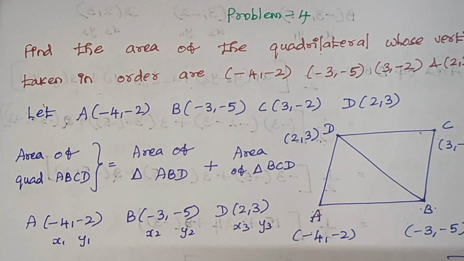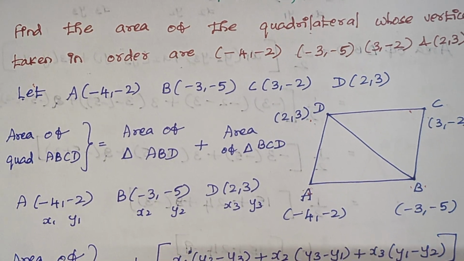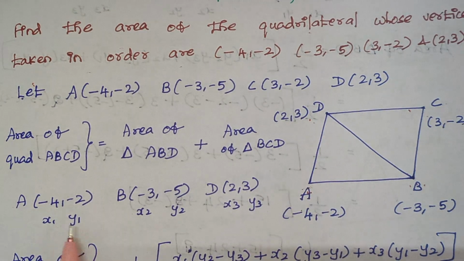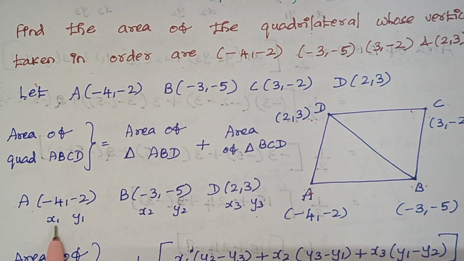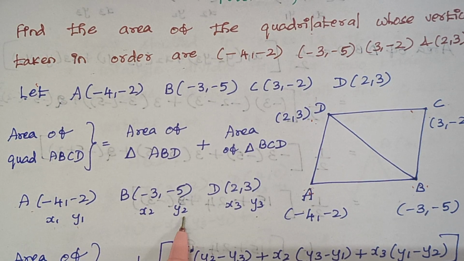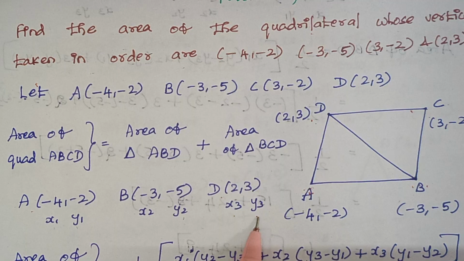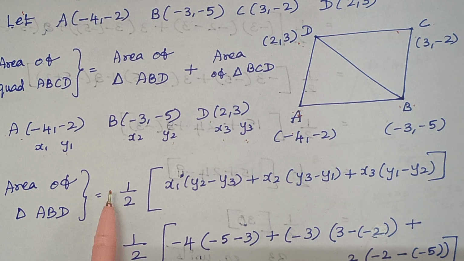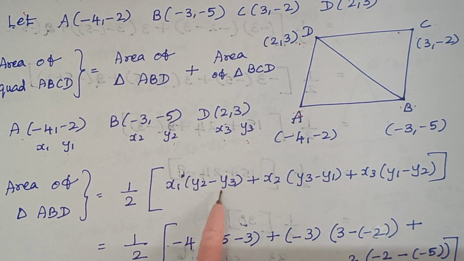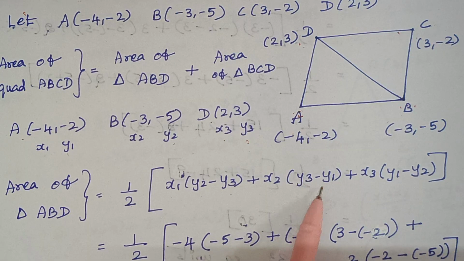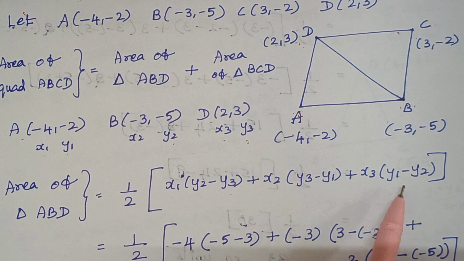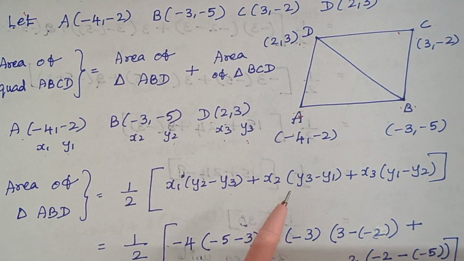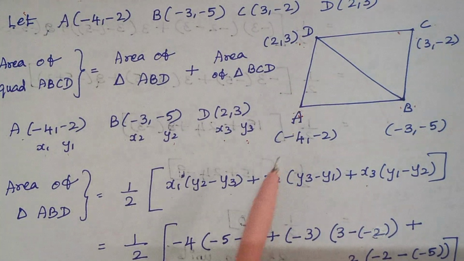So here first we are going to find the area of triangle ABD. So this is A, this is B and this is D. First write down the points: A gives x1, y1, B gives x2, y2 and D gives x3, y3. Now we know the area of the triangle formula: half of x1 into (y2 minus y3) plus x2 into (y3 minus y1) plus x3 into (y1 minus y2). So what is x1? x1 is minus 4, x2 is minus 3 and x3 is 2.